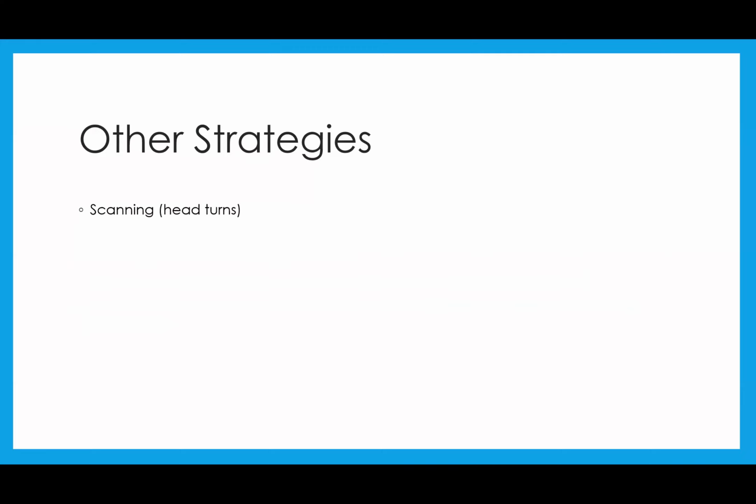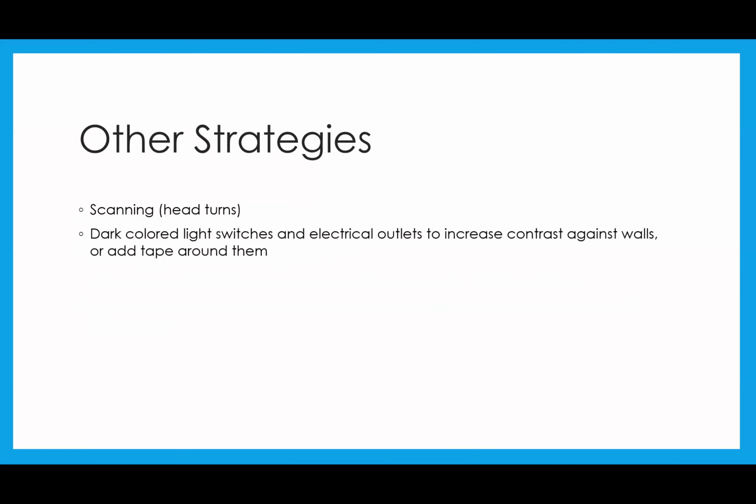Making sure you're turning your head to see your whole environment. Using dark colored light switches and electrical outlets to increase contrast against walls. Because most people have lighter colored walls, using darker colored items helps them stand out more. And if you don't want to get darker colored ones, you can add bright colored tape around it. Motion lights that turn on when you're entering a room.